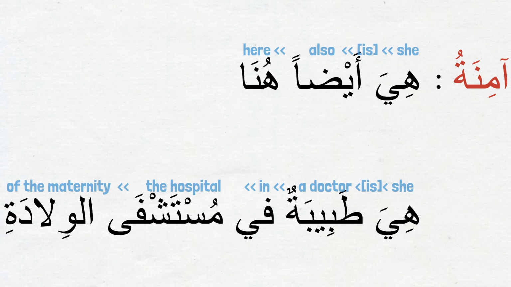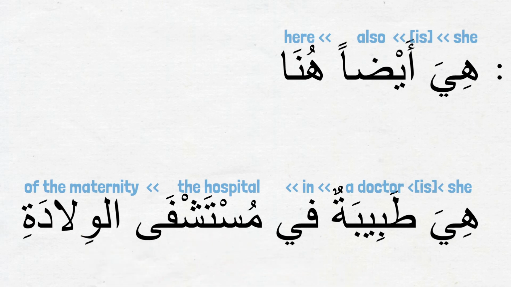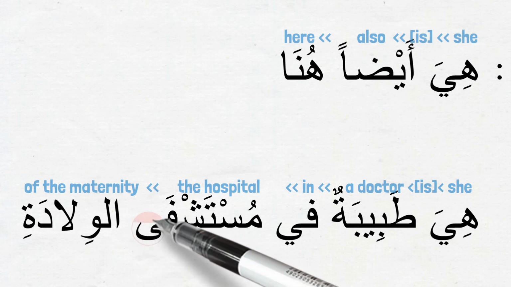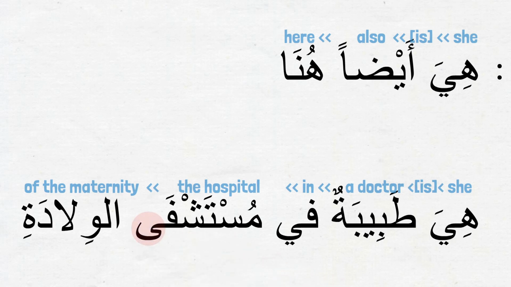So here في مستشفى الولادة is a chain of jar majrur and مضاف إليه combinations. مستشفى is coming as اسم مجرور and مضاف at the same time. The question is, if the اسم مستشفى is majrur, why is it not ending with kasra? Can you tell the reason? As we learned in part 1 of lesson 8, مستشفى ends with a special letter alif maqsura, which constrains it from taking the kasra ending.